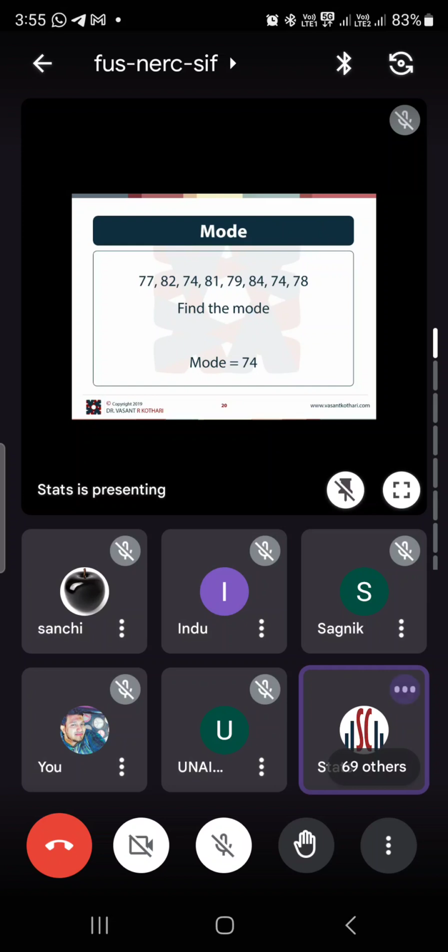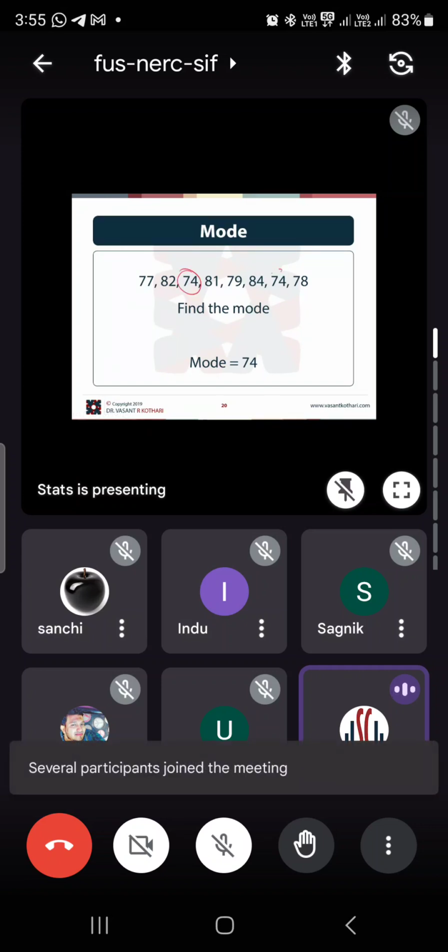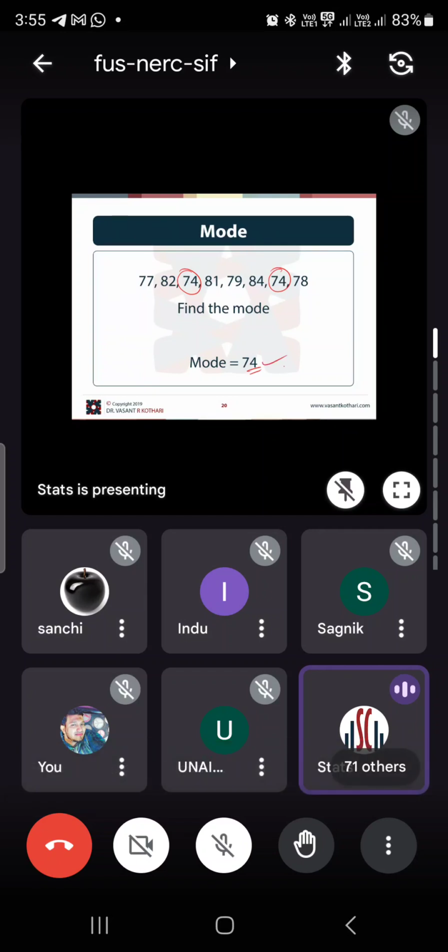This is the mode. The number which you see the most is the mode. So here, you can see 74 is coming twice. The rest are all unique. Only 74 is coming twice. So for this data set, the mode is 74. So this is what the mean, median and mode are. Is that clear to you? Any doubt you have till now?